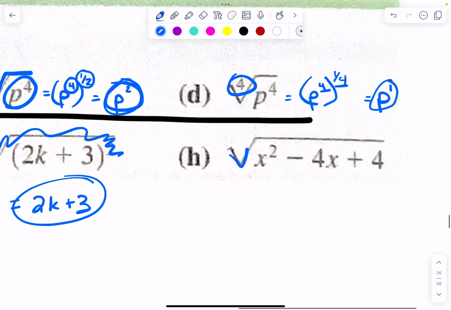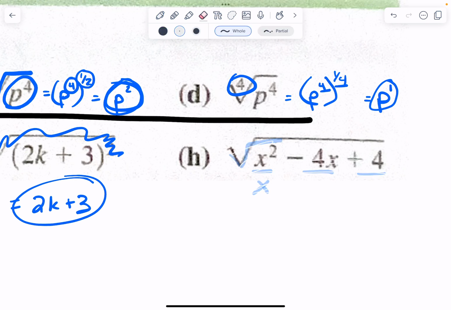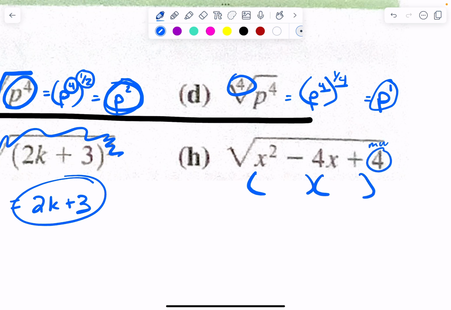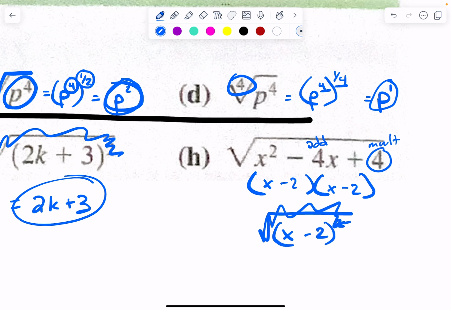I'm tempted to say the square root of x squared is just x, right? But the problem is it's trapped. X squared is trapped with the 4x and trapped with the 4. So here, let's do this. This is a simple trinomial. When I break it down, multiply to get 4, add to get -4, that's going to be x minus 2 and x minus 2, which is the same thing as x minus 2 squared. And a square and a square root cancel each other off. So it is just x minus 2.